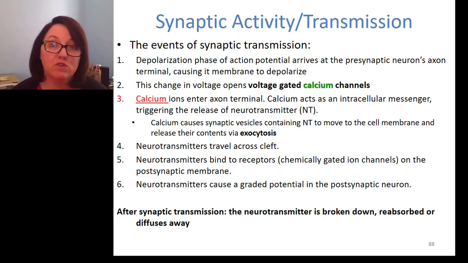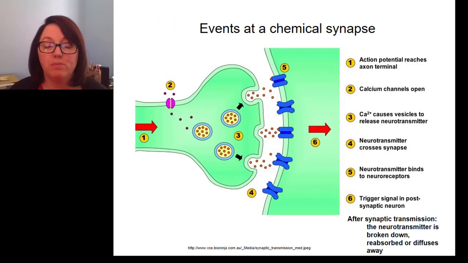Or sometimes the neurotransmitter just diffuses away. Let's take a look at this process in a pictorial format. So this is going to be our presynaptic neuron, the neuron that releases the neurotransmitter. Here's our synaptic cleft, and this is our postsynaptic neuron, the one that receives the neurotransmitter.